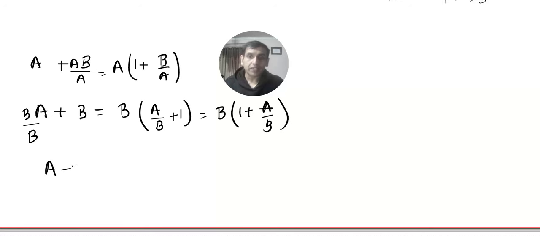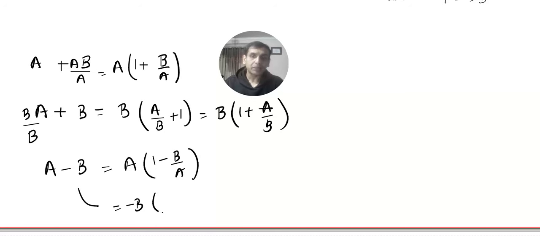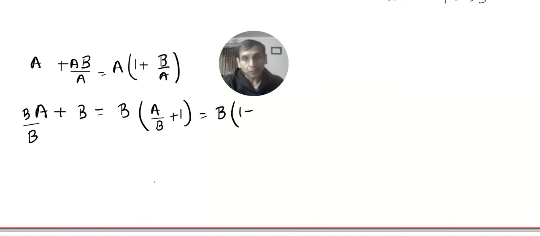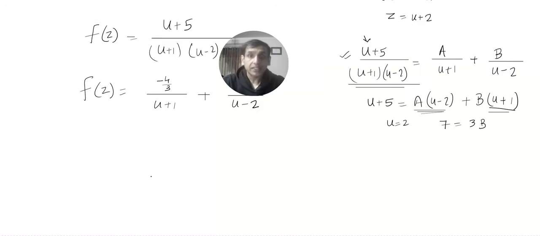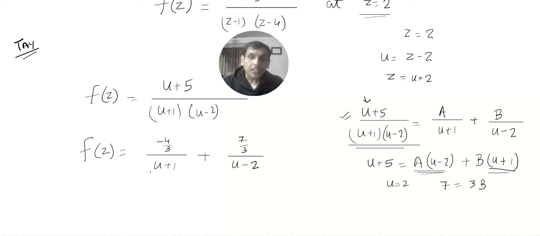Now look at this. If I have A minus B, applying similar logic, I'll get A into 1 minus B by A. I can take minus B also. I can write this as minus B into 1 minus A by B. So it will be extra clear with this part. Once more, I'll repeat. Before you apply the binomial series, you have to take one of them common. And if it is Taylor, you can be 100% sure you have to take the constant as the common factor.